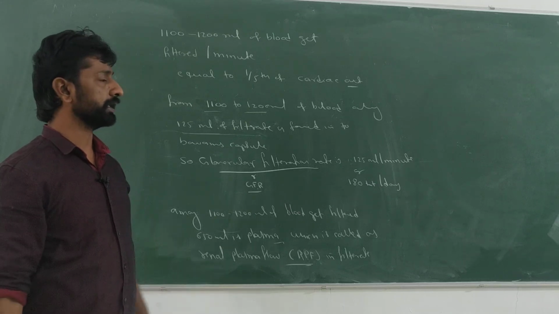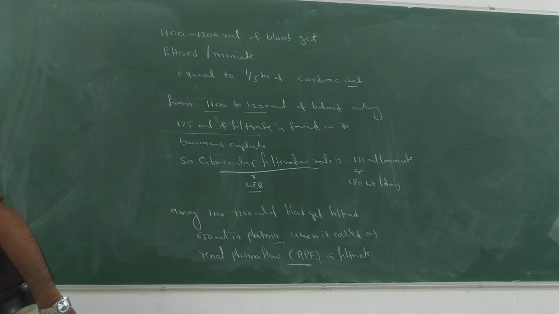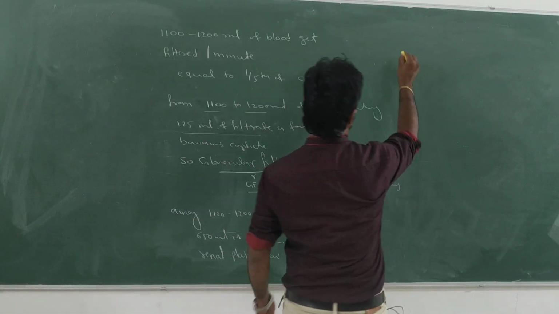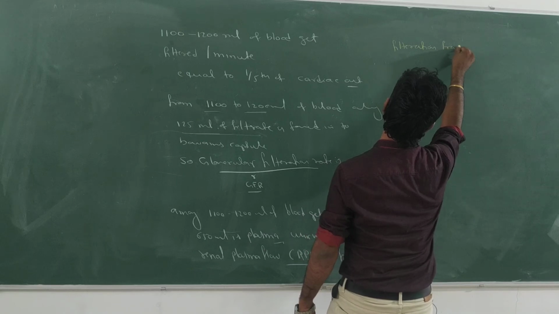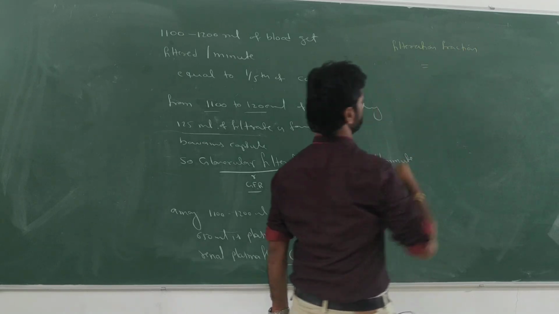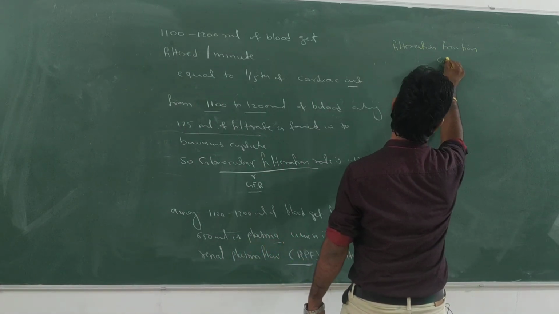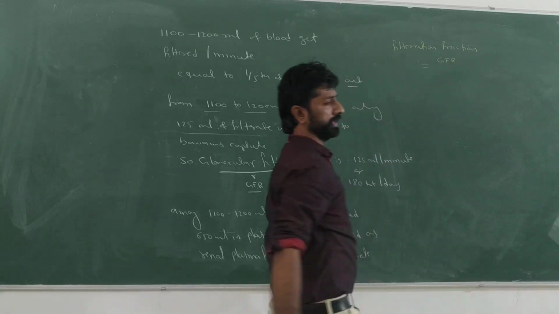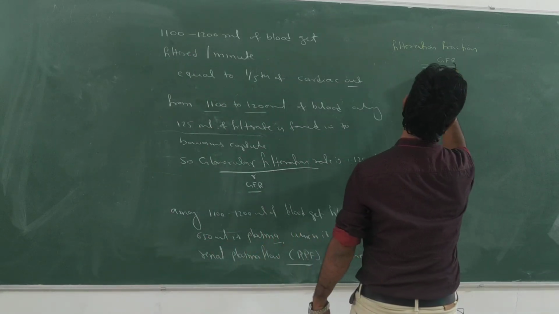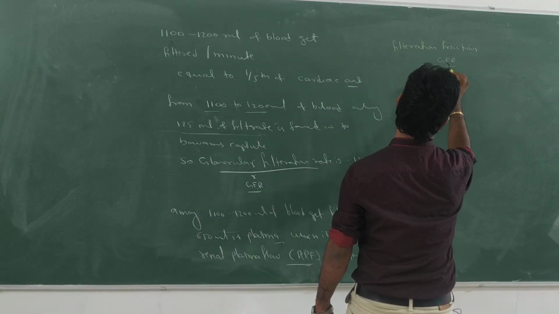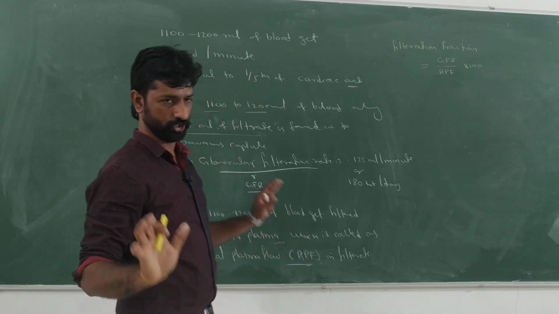Now, based on this GFR as well as the RPF, we can calculate the filtration fraction. What do we mean by filtration fraction? It is the ratio of glomerular filtration rate to RPF, the renal plasma flow, multiplied by 100, because we represent it as a percentage.